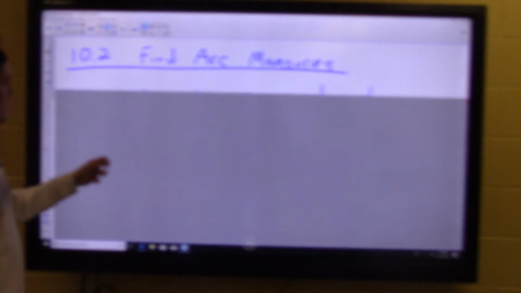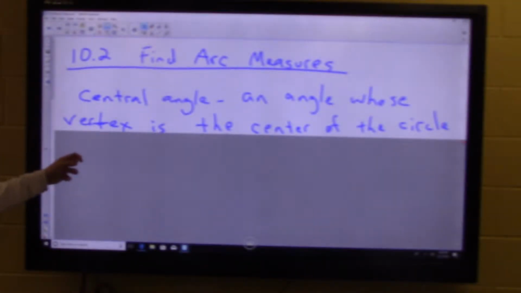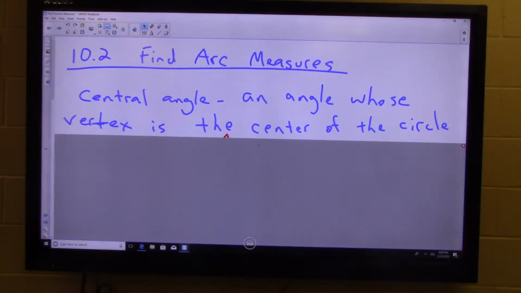But here we go. So we've got a central angle. That's the first thing. A central angle is an angle whose vertex is the center of the circle. That's all there is to it. Remember, the vertex is the end point of the two rays that make up the angle. So it's an angle whose vertex is the center of the circle.